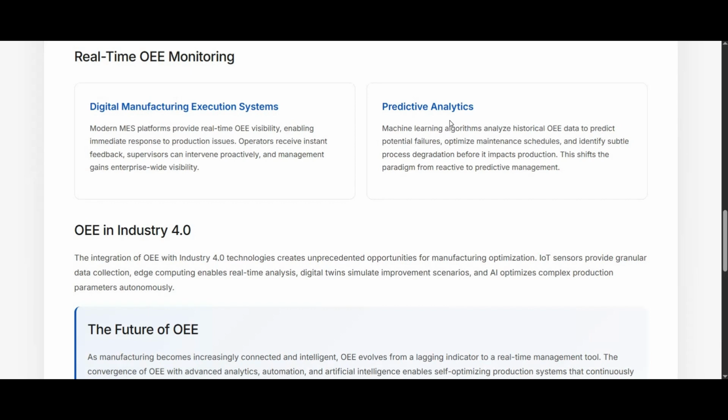And this allows maintenance teams to act strategically, scheduling interventions when they are least disruptive. It's a complete shift in mindset from reactive firefighting to predictive management. So the result: higher uptime, fewer surprises, and a production environment that runs with confidence instead of chaos.